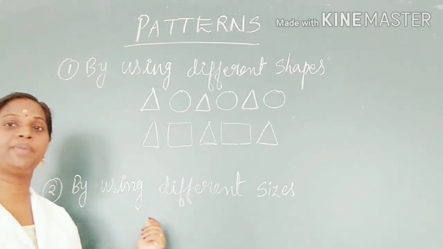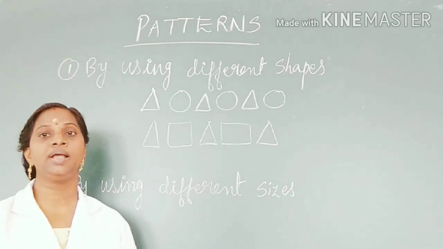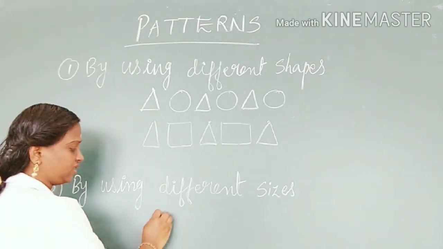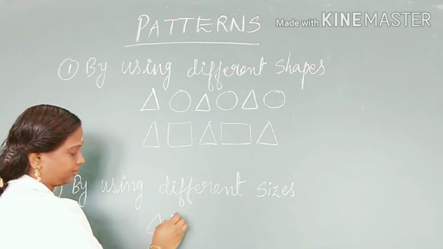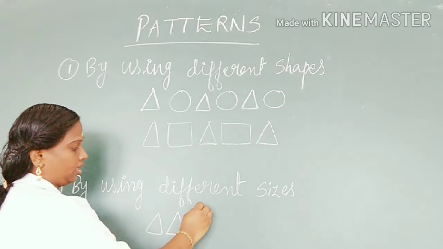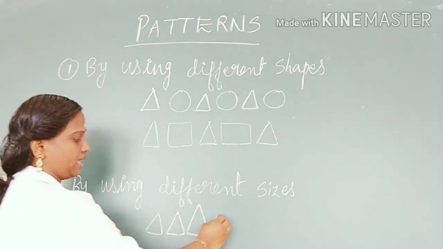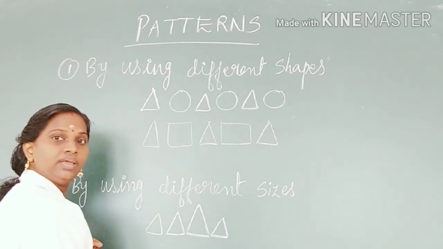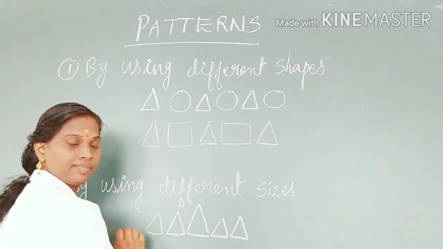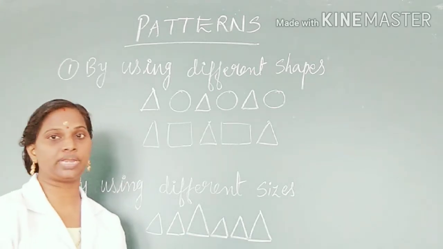The second one is by using different sizes. How to make a pattern by using different sizes? See here, I am using one small triangle, then bigger than this one, then bigger than this one. Again I use one small. Then what will come next? Yes. Then what will come next? Yes. So this is another way to create a pattern.